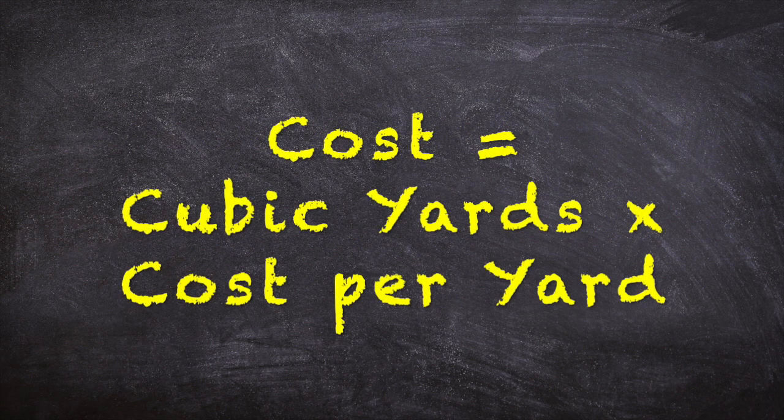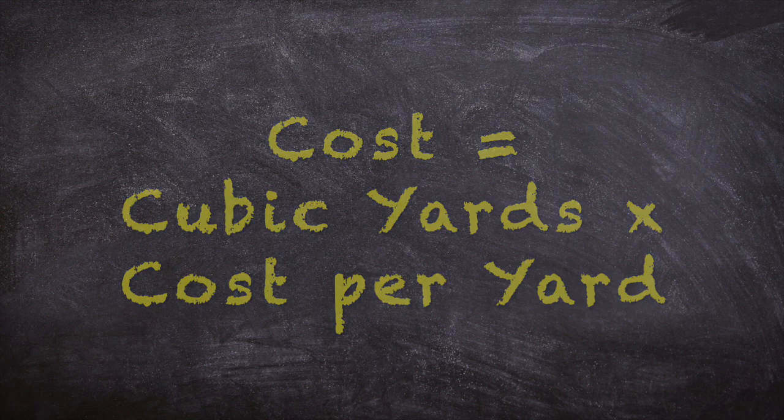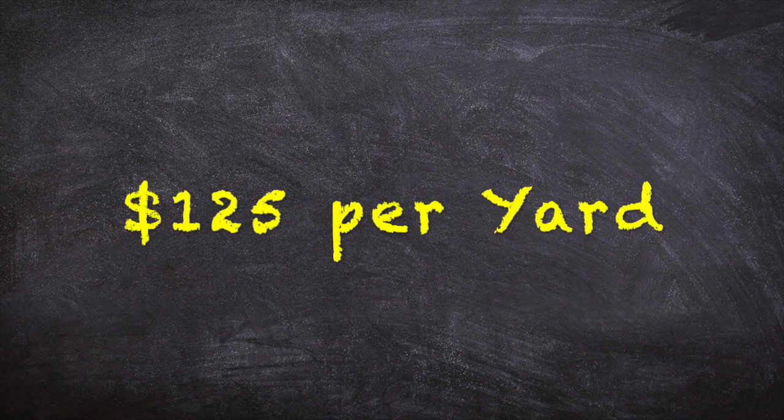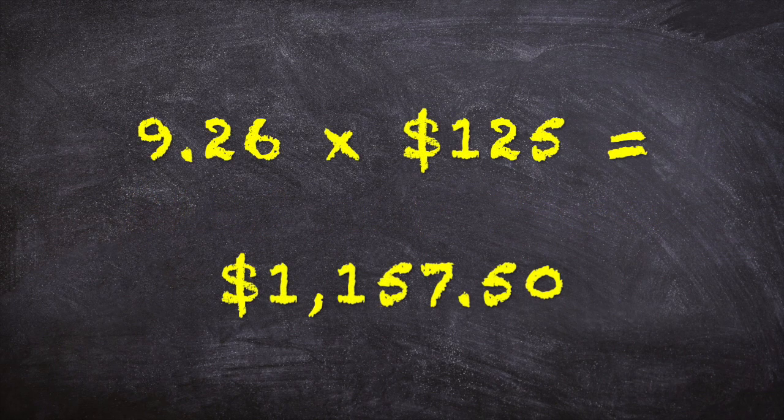To determine the cost of this concrete, multiply the cubic yards by the cost per yard. Assume that the average cost of concrete is $125 per yard. Multiplying 9.26 cubic yards times $125 per yard gives us a cost of $1,157.50 for the concrete from the ready-mix truck.